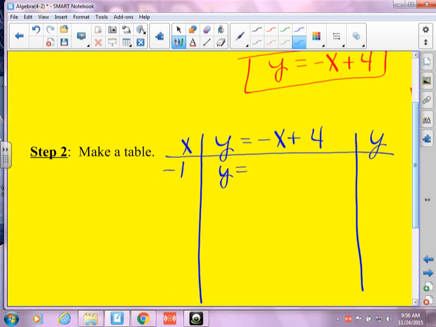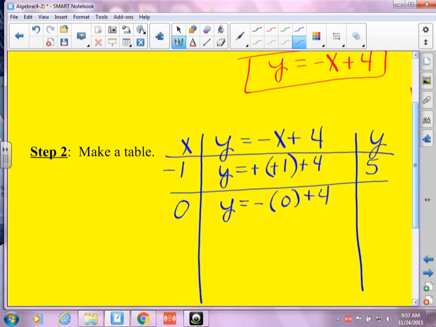So y equals negative 1, right? Or minus 1. So I do my chop, right? So y equals what? 5. Draw my line. Have we done y tables or h tables before? Yeah. Then I'm going to plug in 0. Y equals negative 0 plus 4. What do I get? 4. Draw my line. Then I'm going to put in a 1. Y equals negative 1 plus 4. What do I get? I get 3.